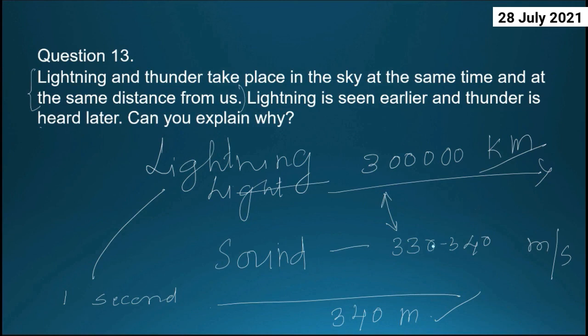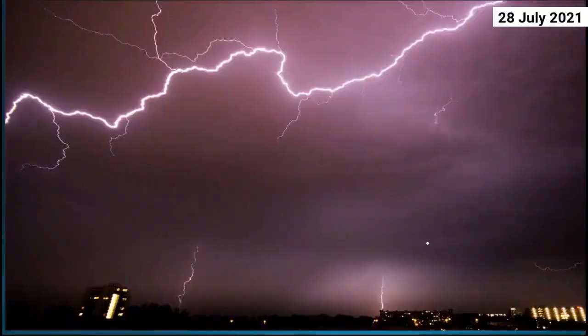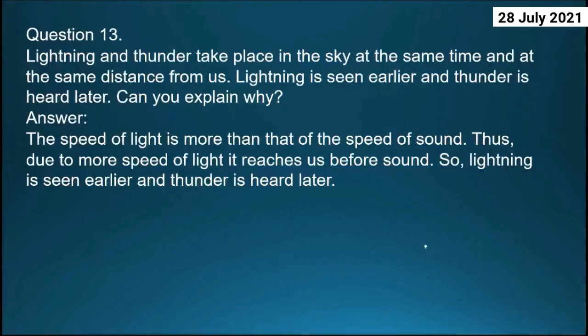So the simple answer is what? You know, during thunder and lightning, the speed of light is more and therefore it reaches us early. You can pause this and take it down. Here we have completed the textbook questions.